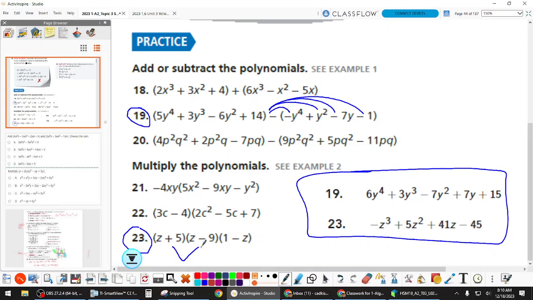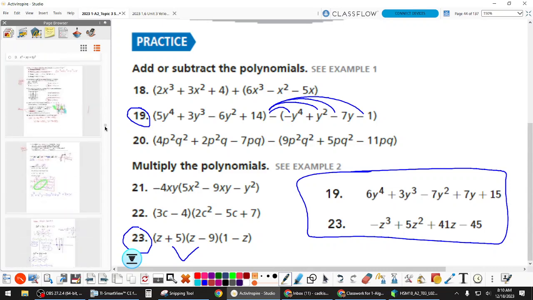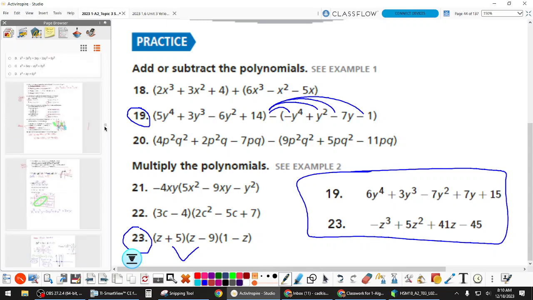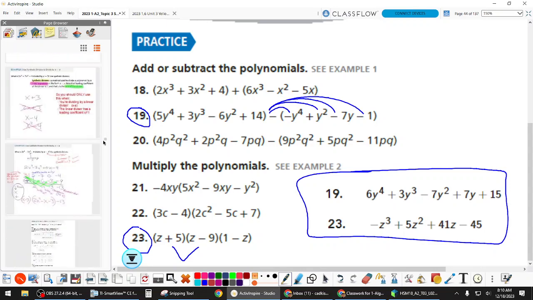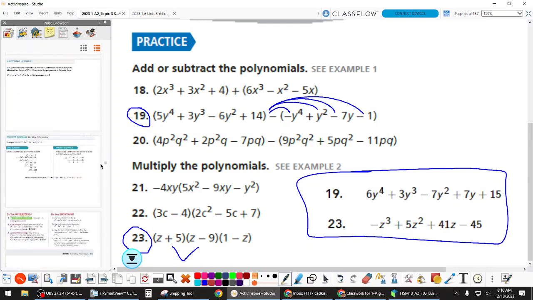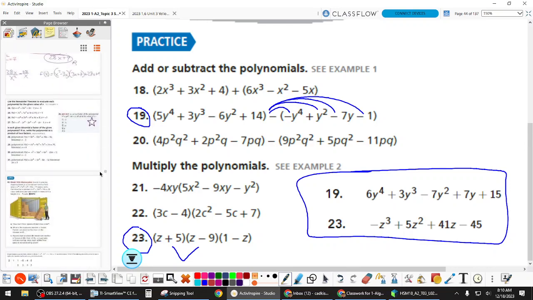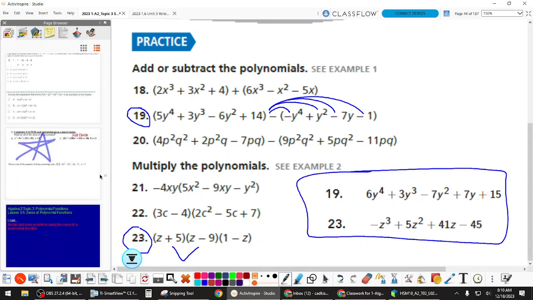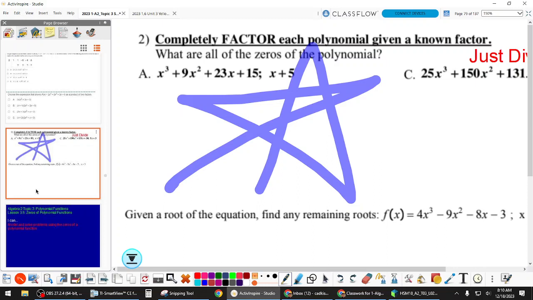Any questions on any of this? On your final test, you'll have some just operations problems like this. And let's do another quick review one. Are we good on this? Can I switch the slide? Okay.